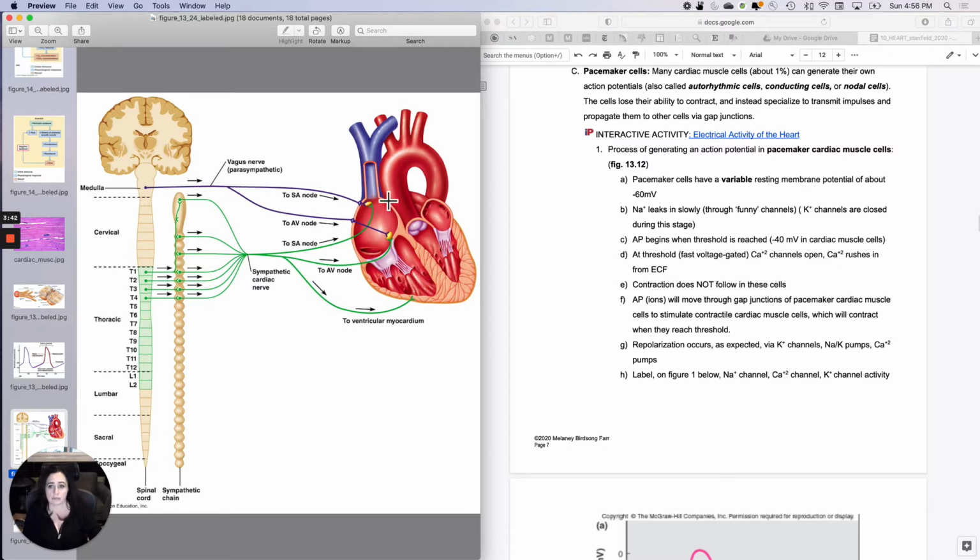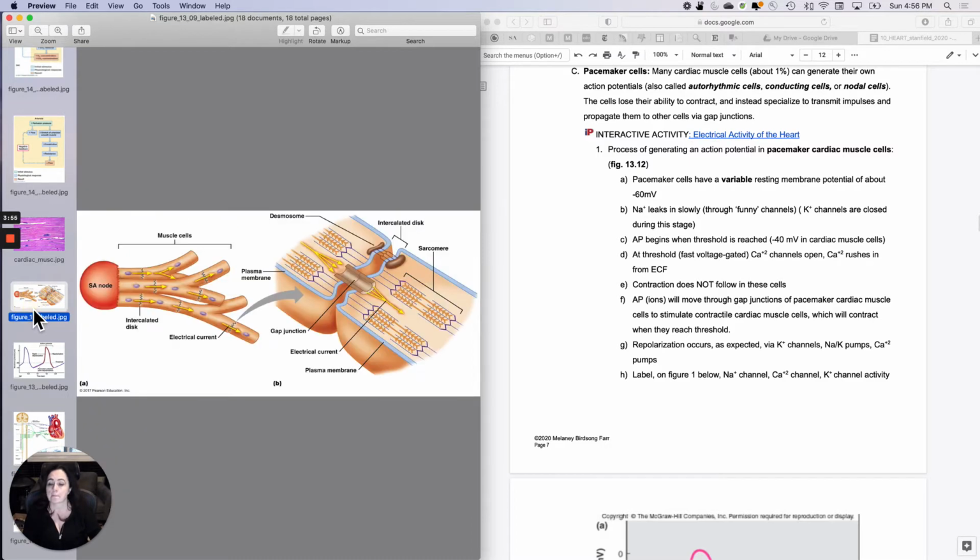And the two biggest chunks of them are at the sinoatrial node and the atrioventricular node. But then, not shown in this picture, you also have the AV bundle, the left and right bundle branches, and the Purkinje fibers. Those cells are either called pacemaker cells or, just because you might run into it in the future, sometimes they're called autorhythmic cells, as in generating their own rhythm, conducting cells, as in they are the boss of the orchestra, or sometimes nodal cells. And really, what happened during embryonic development is they lost their capacity to contract or didn't develop their capacity to contract and instead specialized to transmit impulses and propagate them to their neighbors via gap junctions.